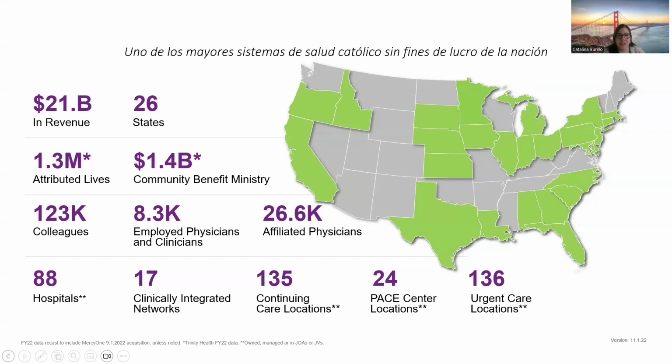As you can see, a little bit about Trinity Health, we are 123,000 colleagues strong, and we are in all the green states that you see highlighted there on the map. We have 8.3 thousand employed physicians and clinicians in the United States and 26.6 thousand affiliated physicians. So overall, we have 88 hospitals, 17 clinically integrated networks, and 136 urgent care locations. So that's just a little bit of truth about Trinity Health that I have to share with you. I myself am in Michigan. Next slide, please.